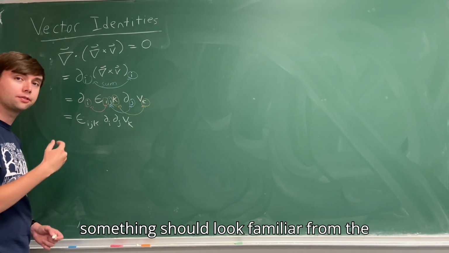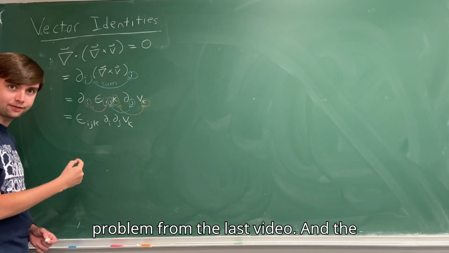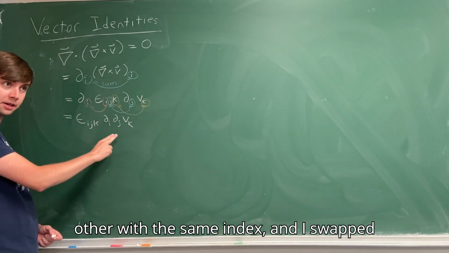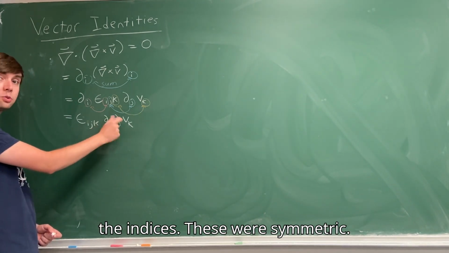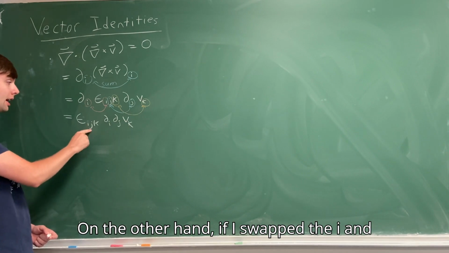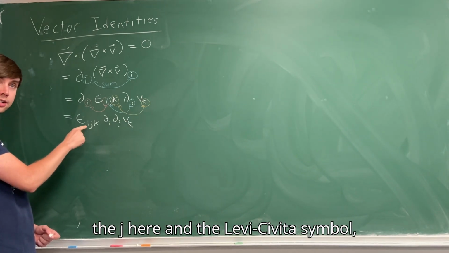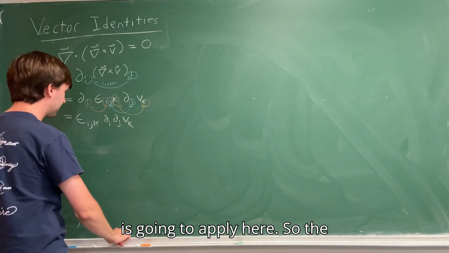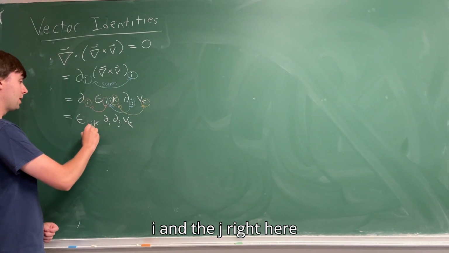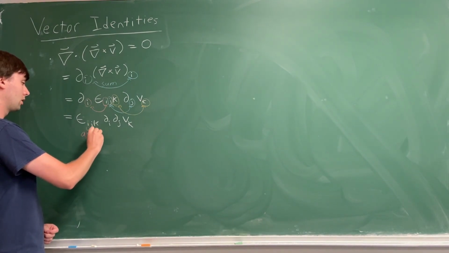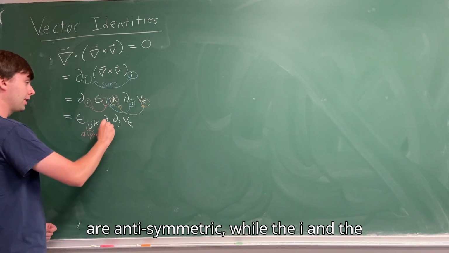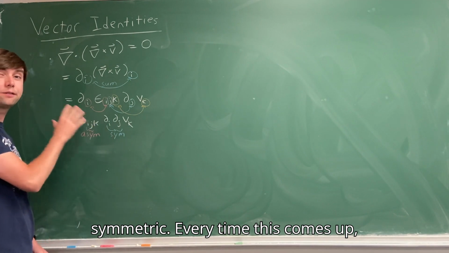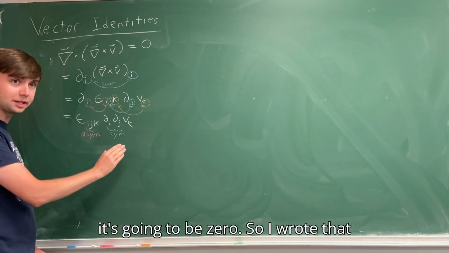Now something should look familiar from the problem from the last video. In the last one, I had 2 vectors next to each other with the same index, and I swapped the indices. These were symmetric. On the other hand, if I swap the i and the j here in the Levi-Civita symbol, they're antisymmetric. The same trick is going to apply here. So the i and the j right here are antisymmetric, while the i and the j over here are symmetric. Every time this comes up, it's going to be 0.